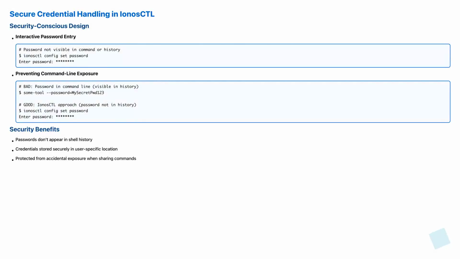Absolutely. And regarding credentials, Ionosctl is quite security conscious. When you run ionosctl config set password, it prompts for input rather than accepting it directly on the command line, specifically to prevent it showing up in your command history. Plus, unlike some other cloud providers I've worked with, you can use environment variables for temporary access without modifying your config file. I was surprised by how seamless the transition between environments can be.